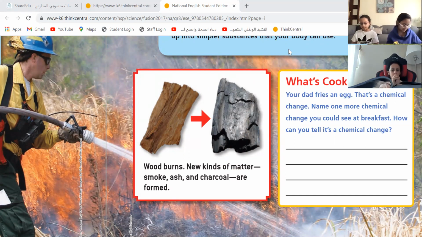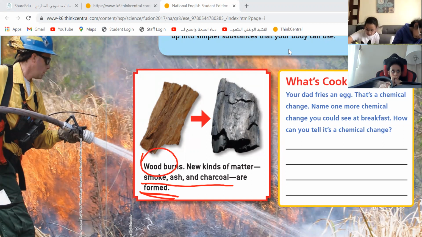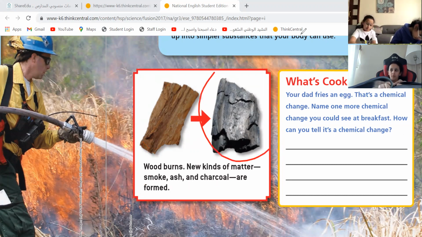How do you find charcoal from wood burns? When wood burns, new kinds of matter, smoke, ash, and charcoal are formed. So new things completely different from wood. Is charcoal the same as wood? No, they are completely different. New kind appeared. What do we call this change? We call it a chemical change. Why? Because it's completely different.